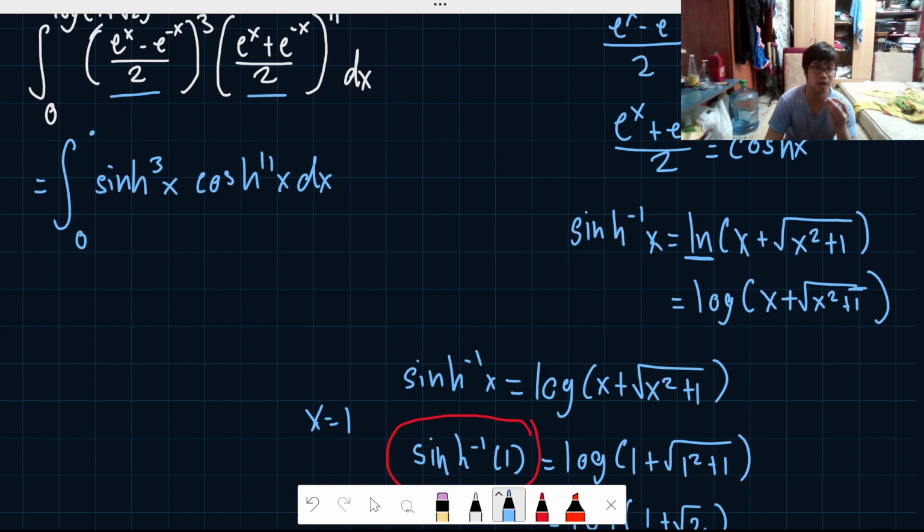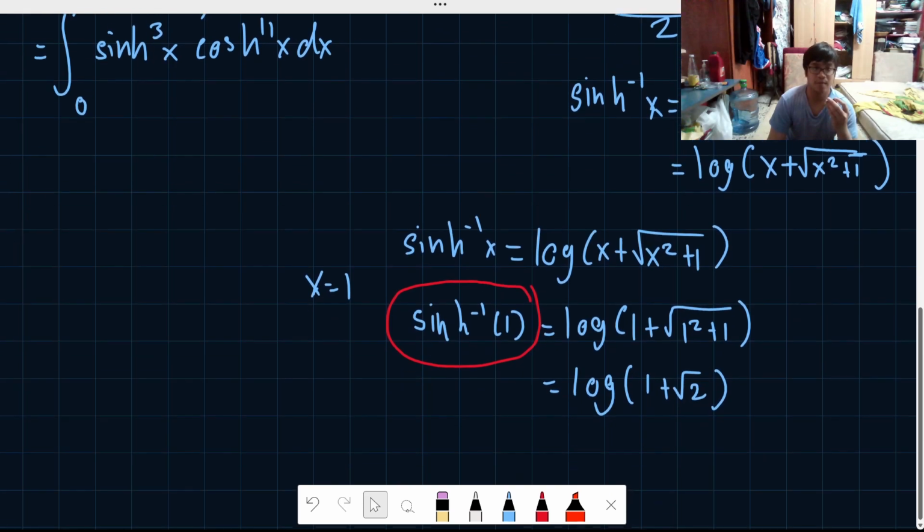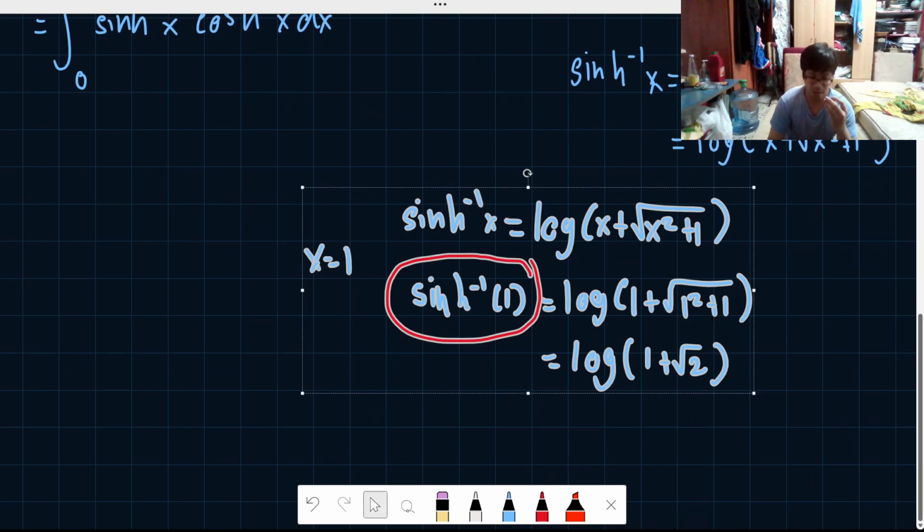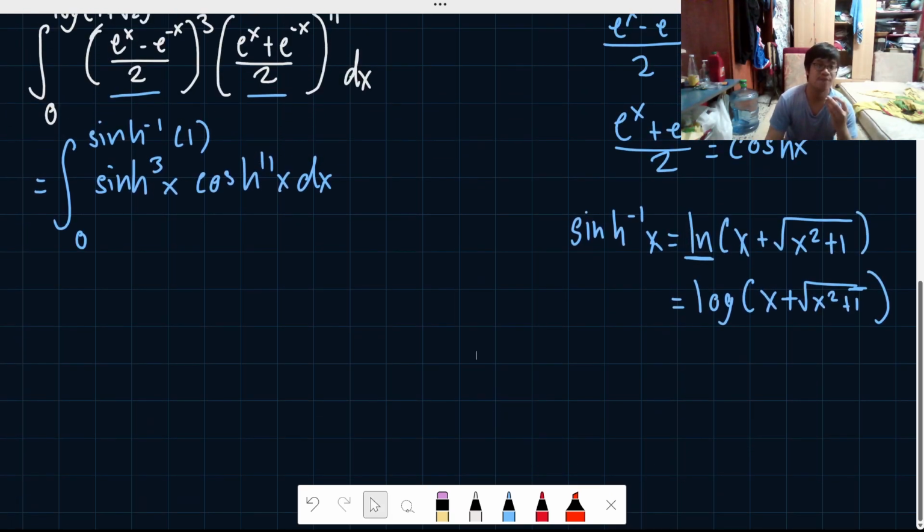Later we're going to get the integral out of this. I'm going to explain later why. Okay, that's it. Now let's go back to the function. Okay, we have this one.